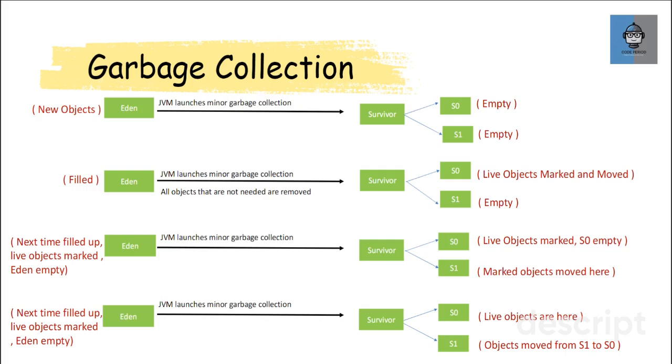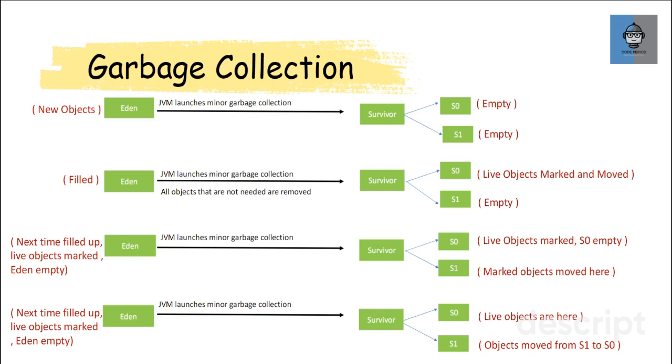And again, when the garbage collection happens, the live objects are marked. The Eden becomes empty if it was filled from before, and then the live objects are marked in S0, and S0 becomes empty, and then it is shifted to S1. Again, next time when garbage collection occurs, the live objects are marked, Eden becomes empty, and objects are moved from S1 to S0.